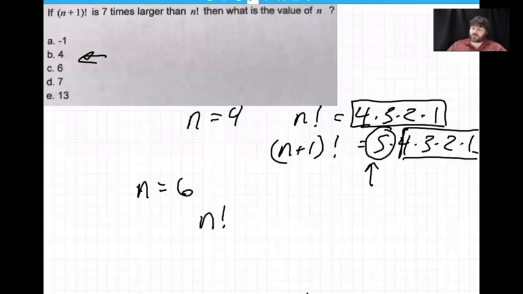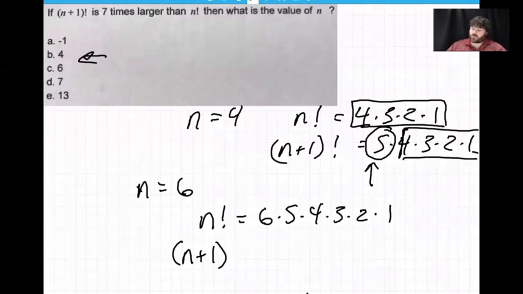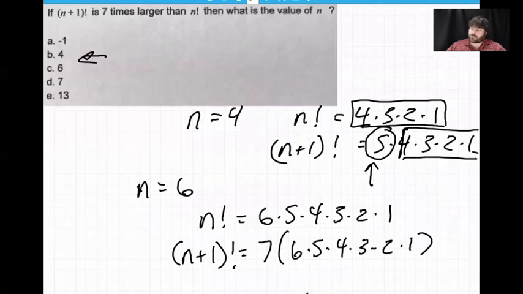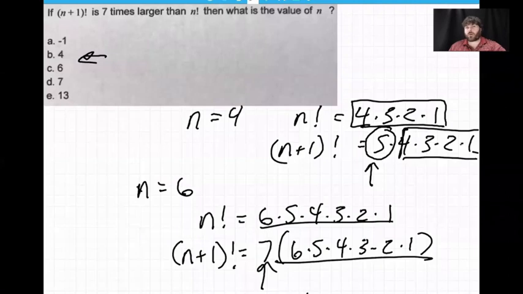Because if n factorial is 6 times 5 times 4 all the way down, and n plus 1, if n was 6, then n plus 1 would be 7. 7 factorial is 7 times 6 times 5 times 4, all the way down. So it's the same thing, it's just 7 times as big. That's kind of a weird problem, but it really just makes sure you understand what factorial is.